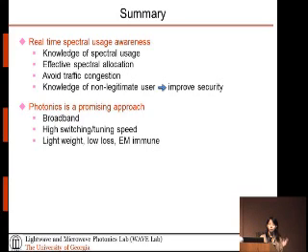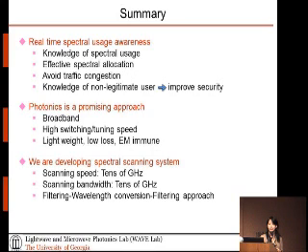I also found that photonics is a promising approach because of the broadband, high switching speed, low loss, and lightweight characteristics. And we are developing this spectral scanning system, which has tens of gigahertz switching speed and tens of gigahertz sweeping bandwidth based on the filtering, wavelength conversion, filtering approach.